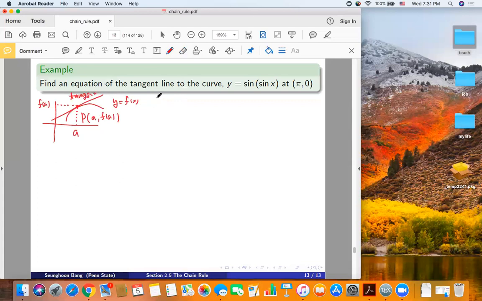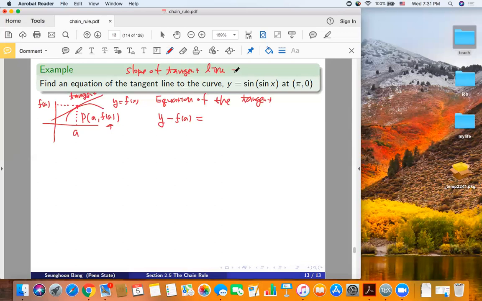What's the equation of the tangent line? I want to use the point-slope form: y minus the y component f of a equals... So what's the slope of a tangent line? Do you know the slope of a tangent line? How can you find the slope of the tangent line? Do you remember?